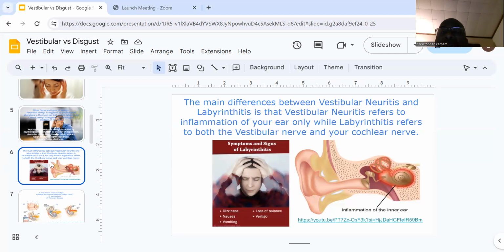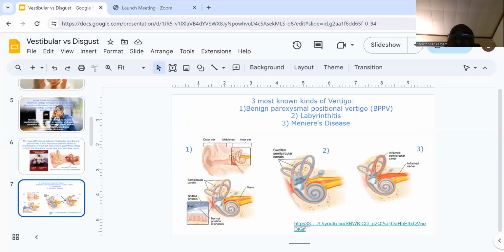The main difference between vestibular neuritis and labyrinthitis is that vestibular neuritis refers to inflammation of the vestibular nerve only, while labyrinthitis refers to both the vestibular nerve and your cochlear nerve. And these are the three most known kinds of vertigo, what we just spoke about.